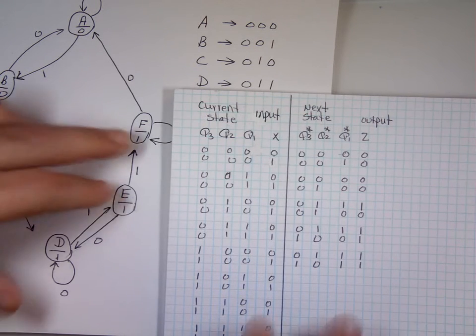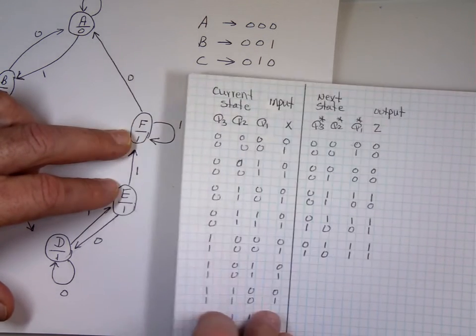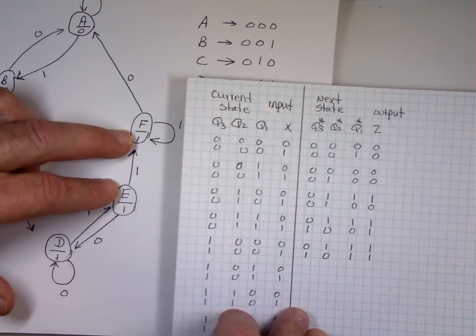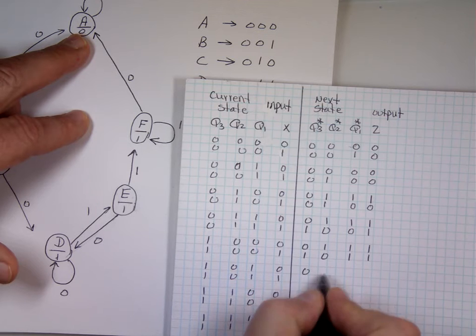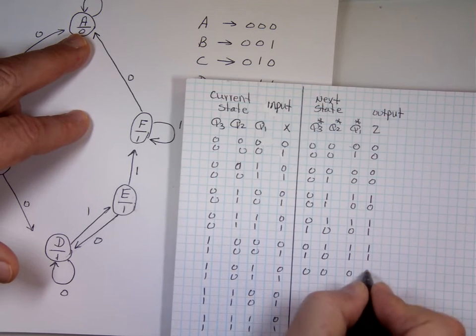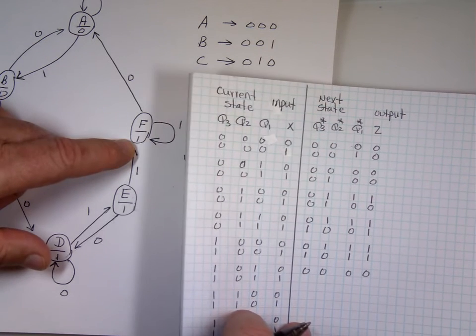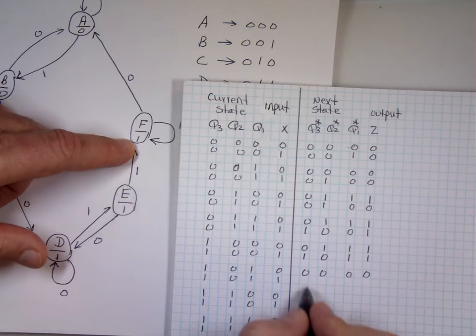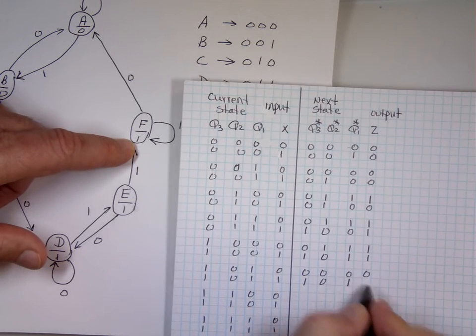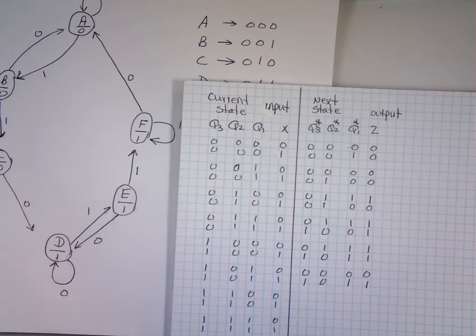And the last one, state F, which is 1, 0, 1. If my input is 0, I go to A, which is 0, 0, 0. My output is 0. But if it's 1 here, I'm going to stay where I am, which is 1, 0, 1. My output is 1. And these are the two unused states. And that's up to us what to do with them.